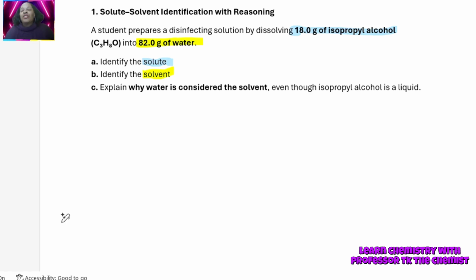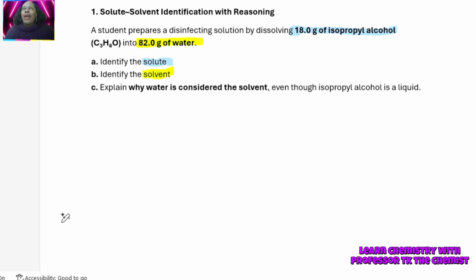Which number is greater? The one that you have more of will typically be the one that's going to dissolve the most of the other thing, okay? Hint, hint. So to answer the letter C, it is because you have more water than you do of the isopropyl alcohol. Therefore, it's pretty much like it's washing it out, okay? So you have way more water than you do isopropyl alcohol. So it's almost like it's diluting it out.